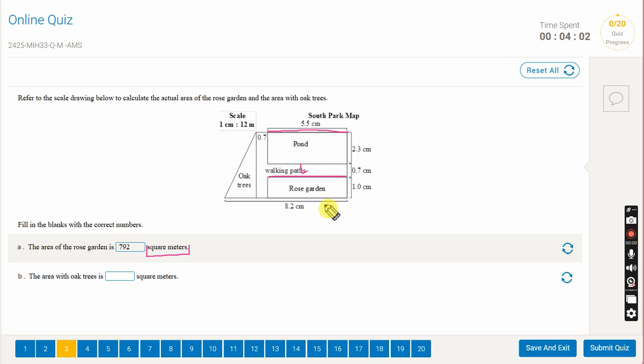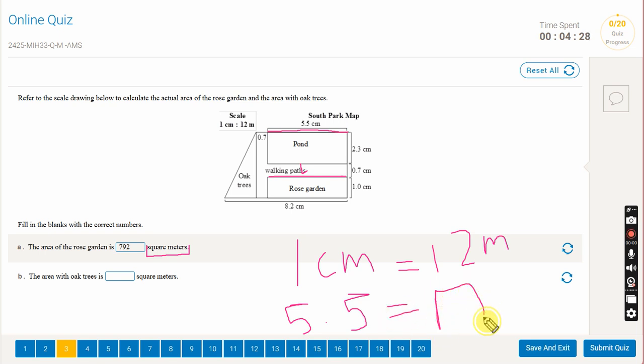You have to multiply. Now remember, I can also show it to you in this way: 1 centimeter gives us 12 meters. If someone is getting confused in this part, you can also check from here. So 1 centimeter gives you 12 meters. Now, 5.5 centimeters is x. That's what we're looking for, because we want to convert every value to meters before using the formula to find the answer. So 5.5 equals box. Let's put a box here.